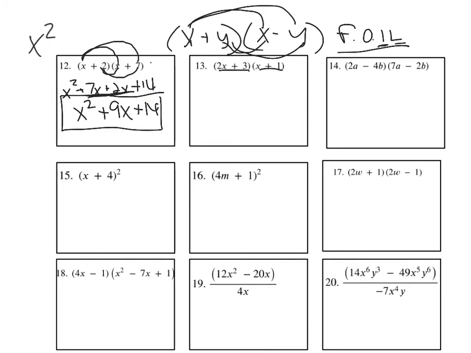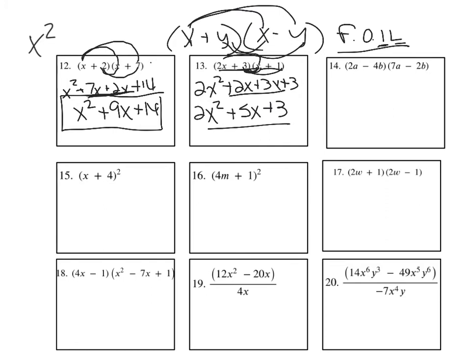So we're going to distribute 2x times x, 2x squared, 2x times 1, 2x, and it'll be 3x, and then 3. So combine your like terms. It's going to be your middle terms. Your middle terms are always the insides and the outsides. So 2x squared plus 5x plus 3.